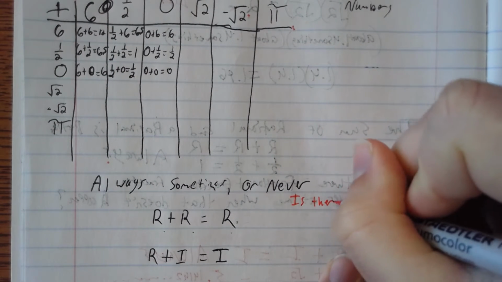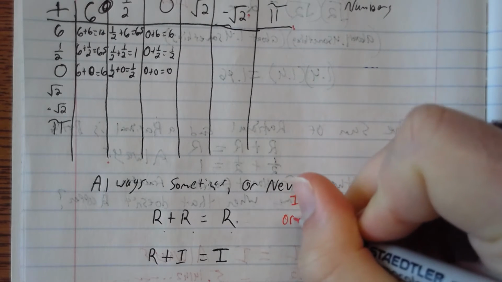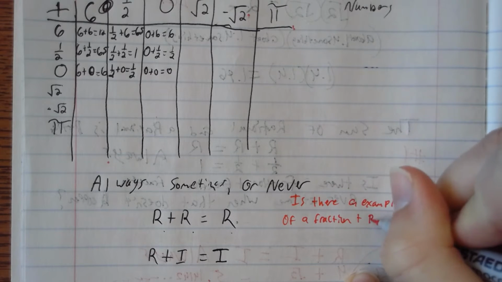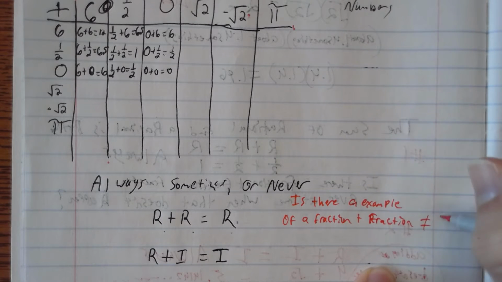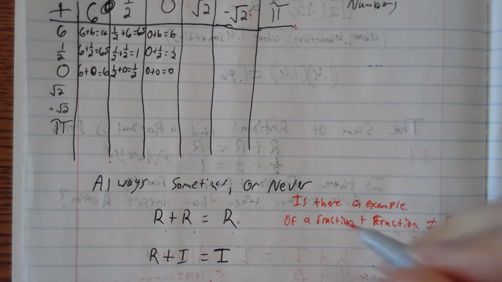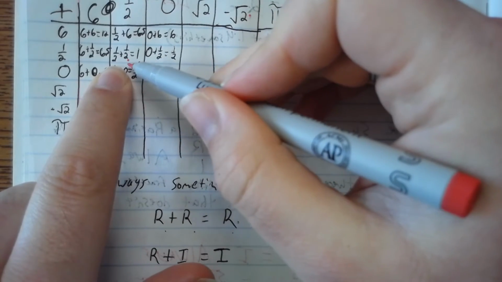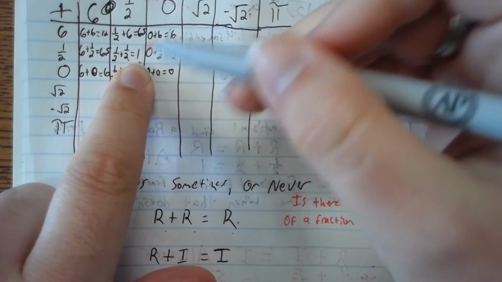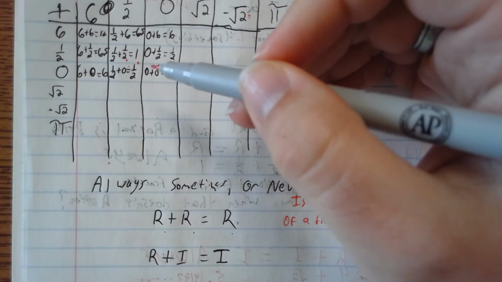Is there an example of a fraction plus a fraction not equaling another fraction? Certainly, there are cases where we have something like 1/2 plus 1/2 equals 1, and that would be a fraction plus a fraction to get a whole number, but 1 is still rational. We can still write it as a fraction. We could write it as 1 over 1, or 5 over 5, or 6 over 6, or whatever, right?